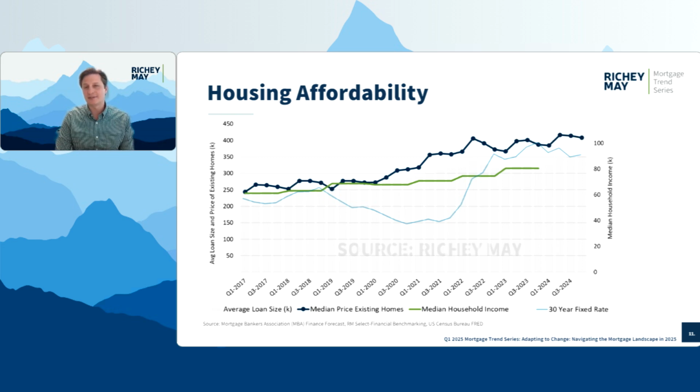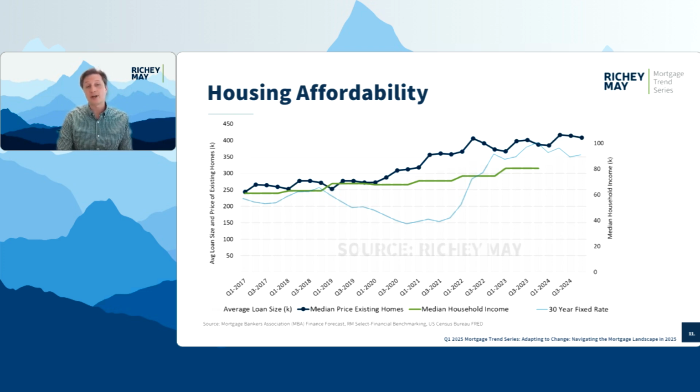So the other trend that I continuously see in the Richey May Select data is that the average loan size just continues to grow. It continues to get larger, and that's one trend that's been very predictable over the last several quarters. I think it really talks to some of the challenges that we have in the industry. The volume looks decent, but the units are still light. And it really touches on this housing affordability issue.